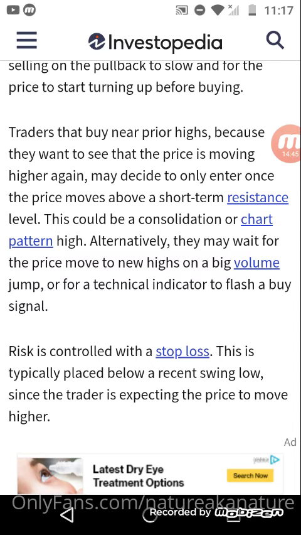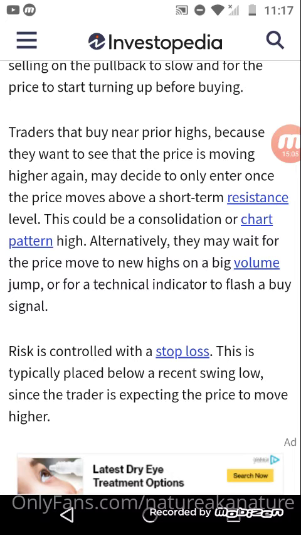So yeah, short-term resistance levels, price will go back to a resistance level. So it'll go up and down. So it'll make a short-term resistance level. It's not a long-term resistance level. It's a short-term resistance level, meaning that price is going to go past that resistance level to a whole new level of resistance.